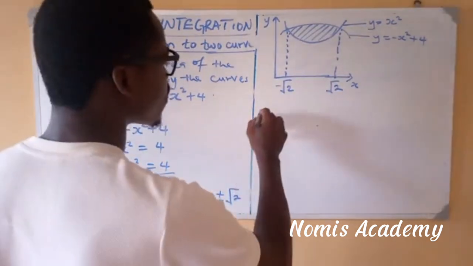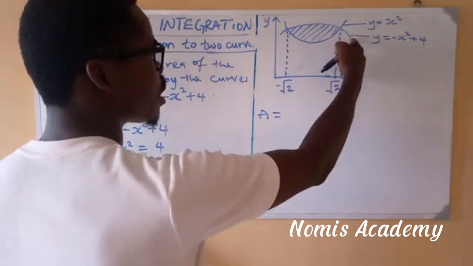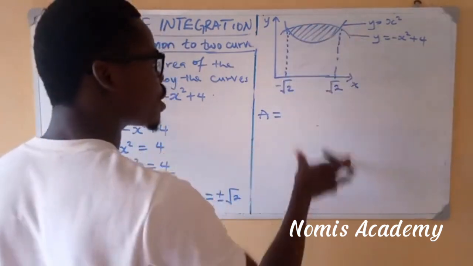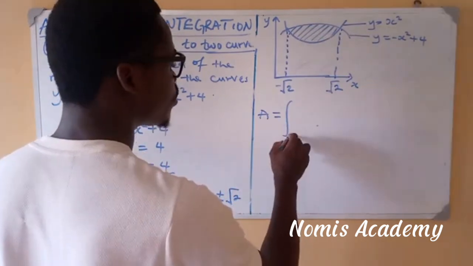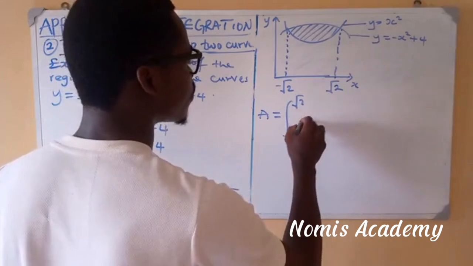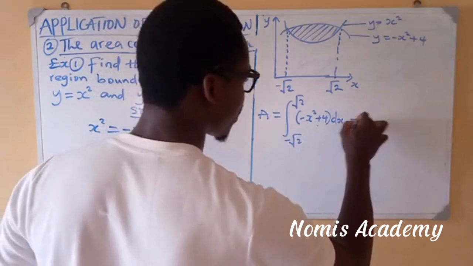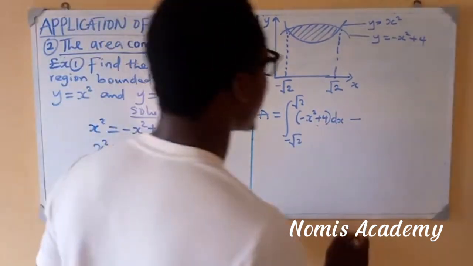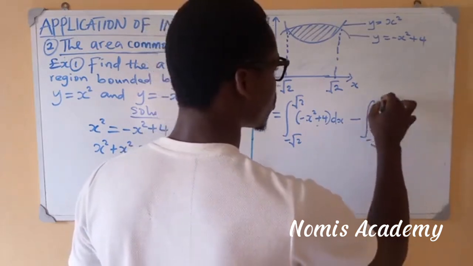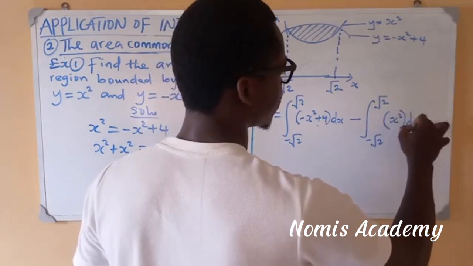The formula says that area is equal to, the first one. Let's pick the area of the first one. That's the area below the curve facing down. That will be integral from minus root 2 to root 2 of minus x squared plus 4 dx, minus, that's the formula, remember that, minus integral from minus root 2 to root 2 of x squared dx.